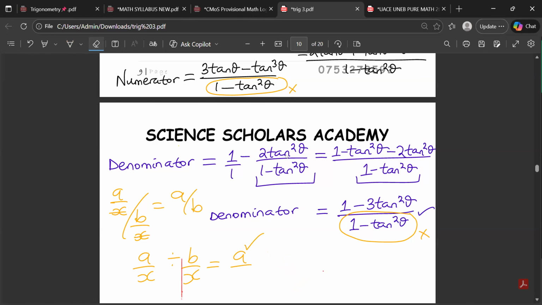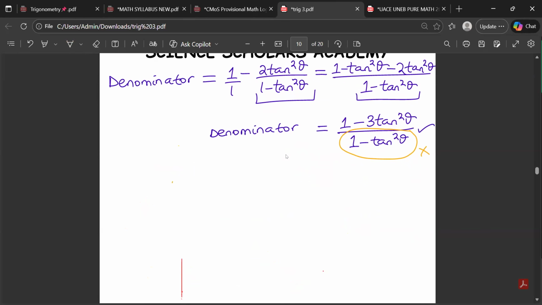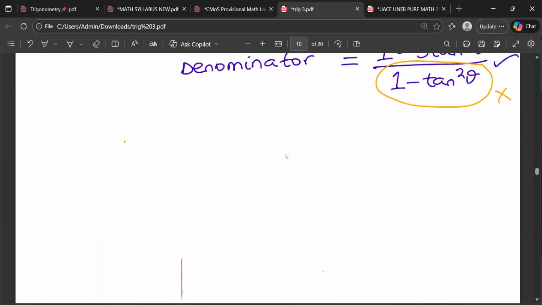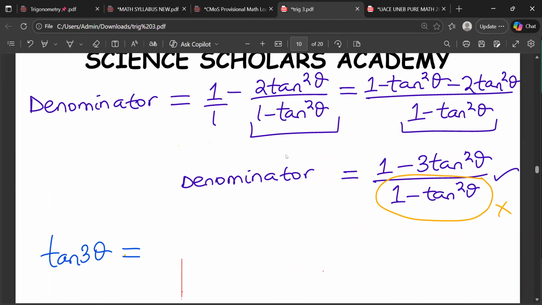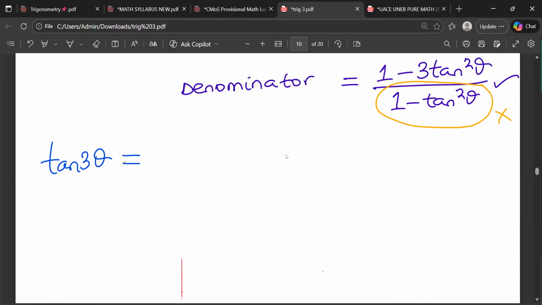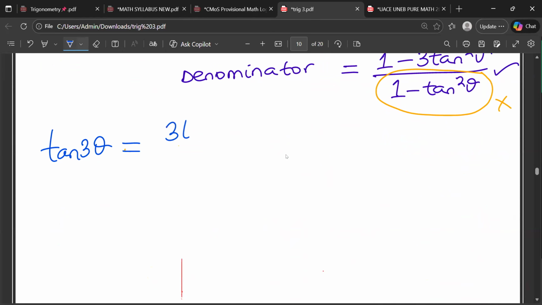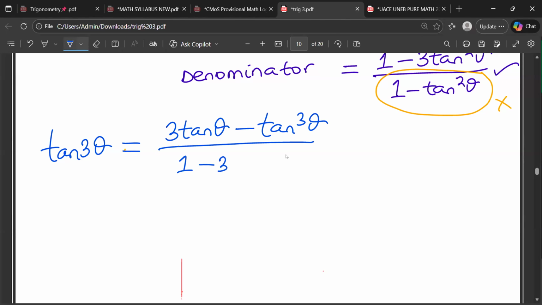So it cancels, and on top I'll have 3 tan. If you're serious, I think you've seen it come out already. In the numerator, we are only remaining with 3 tan theta minus the cube, like that, over 1 minus 3 tan squared theta.